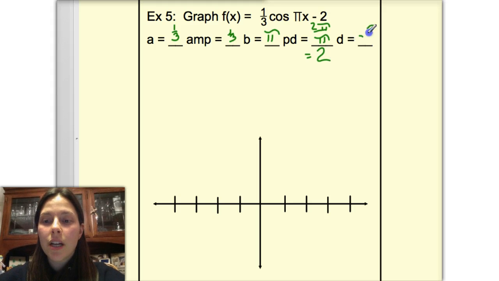And our d is -2. So we're going to have that vertical shift down 2, and this one again will have a new x-axis that we're going to draw in. So labeling our axes, our range, because it was shifted down 2 and our amplitude is only 1/3, around -2, that will be our new x-axis. So I'm going to sketch that in. And then we're going to go up 1/3 and down 1/3 from that new axis. Scaling our x-axis, our maximum or our full period is at 2.